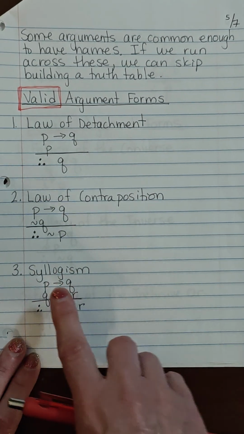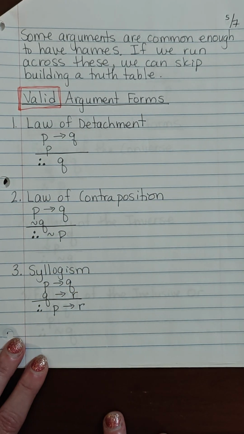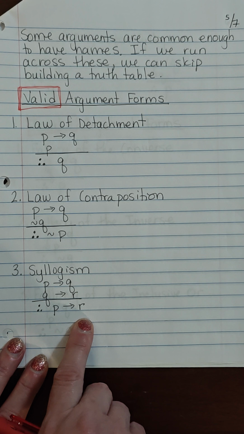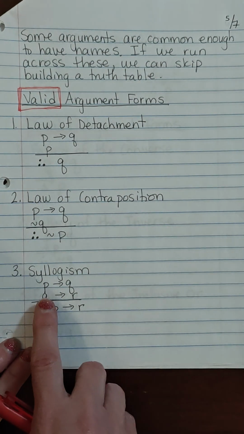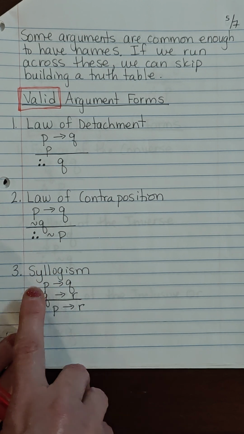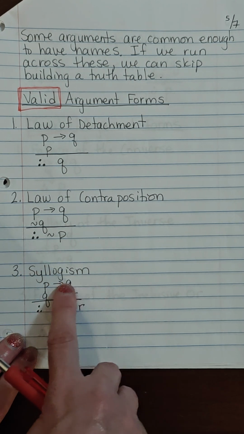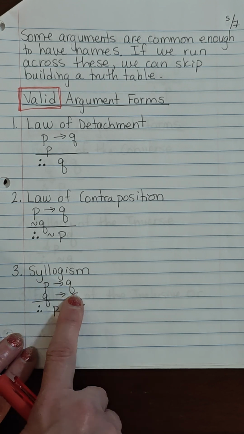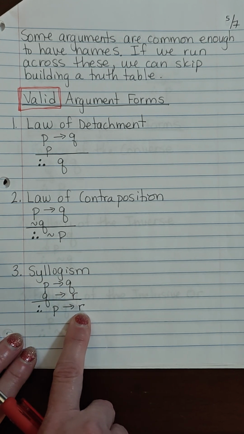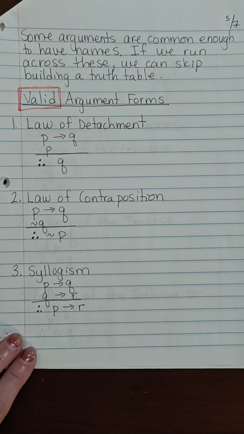We have the syllogism. This one is also sometimes called the law of transitivity because it says if P then Q and then if Q then R. Well, this says, hey, how about we just skip going through Q, right? We skip the middleman and just go straight from P to R. So that's what this one says.